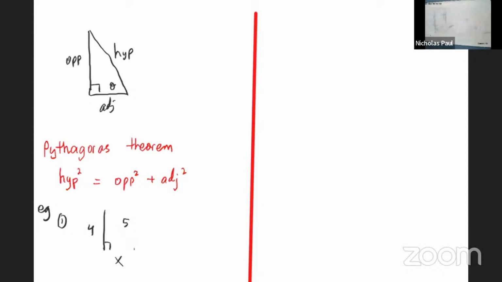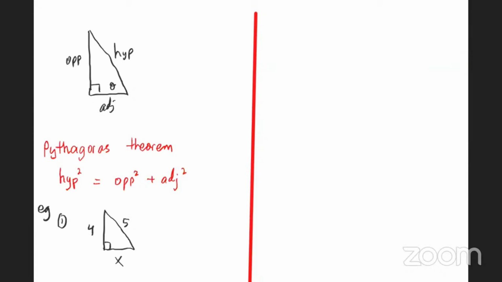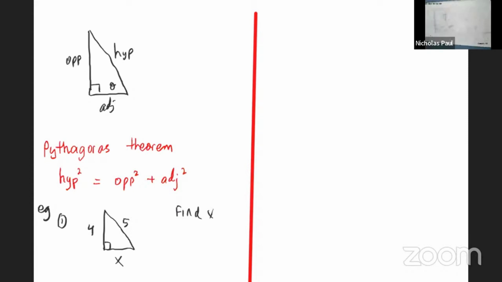Suppose I gave you a right angle triangle with sides 5, 4, and x, and I asked you to find x. First thing, we have to check what type of triangle it is. Right angle triangle. So since it's a right angle triangle, we know hypotenuse squared is equal to opposite squared plus adjacent squared. Now, what's the hypotenuse? 5. What's the opposite? It doesn't really matter for now because I didn't give you the angle, but let's use 4. And then adjacent is x squared.